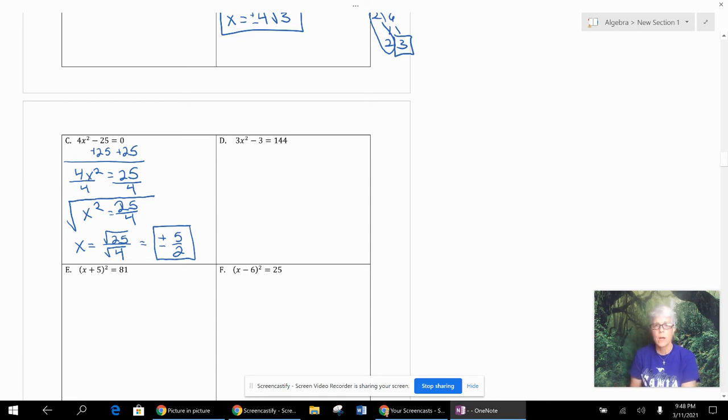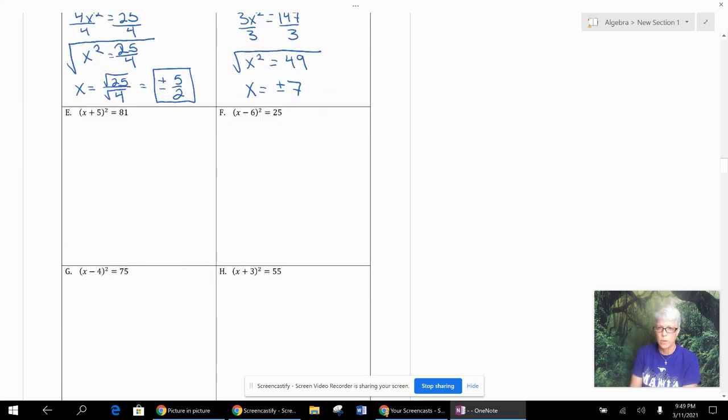All right, moving on. Hope you're catching on. I'm going to solve like I solve any other equation. 3x squared is 147. Divide both sides by 3. X squared equals 49. And again, I'm just going to put a big old radical sign over the whole thing. X equals plus minus 7.